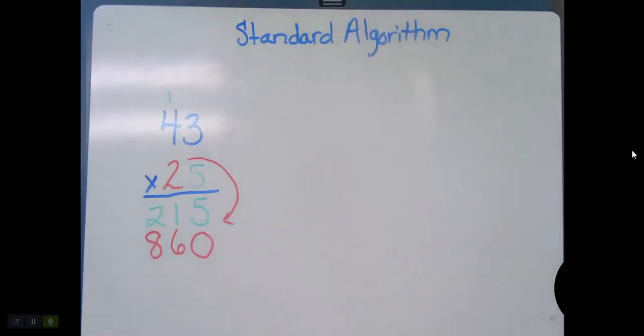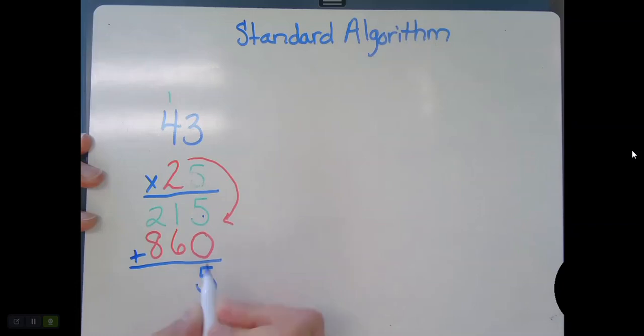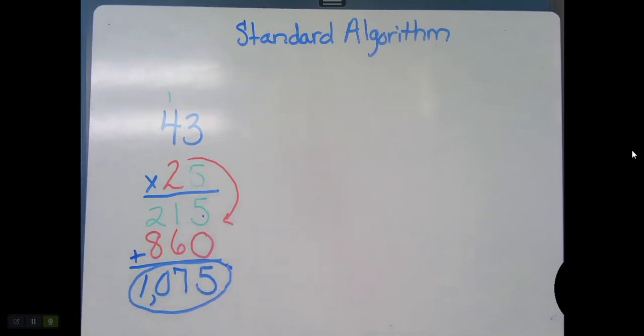Now, just like the distributive property, I'm going to add both of those products together. 5 plus 0 is 5. 1 plus 6 is 7. And 8 plus 2 is 10, to give me the same answer of 1,075.